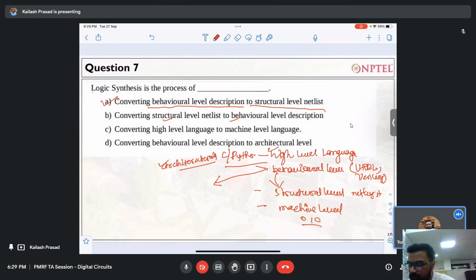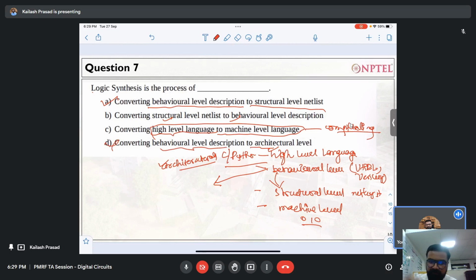Again, you cannot directly convert high level to machine level, or if you want to do that, this is what we call compiling. Compiling is whatever in C programming you might have seen, where you create a binary. And again, behavioral level to architecture level is not possible. You don't do behavior to architecture, rather you go from architecture to behavior level. And this process is called synthesis. Did you understand?